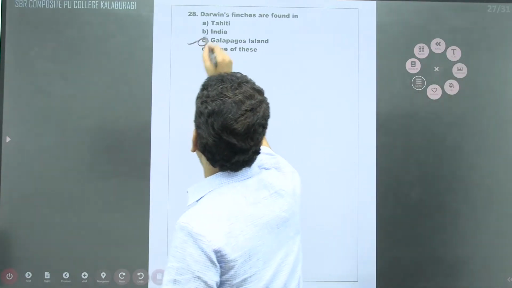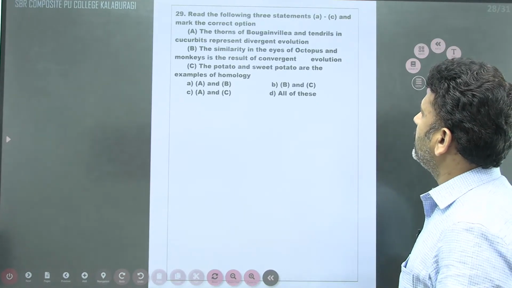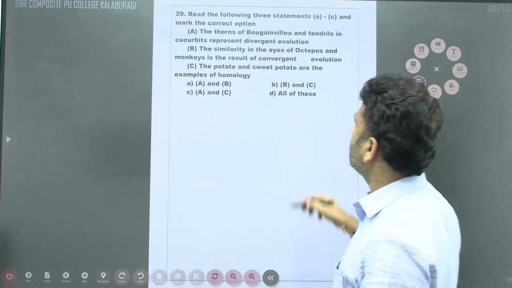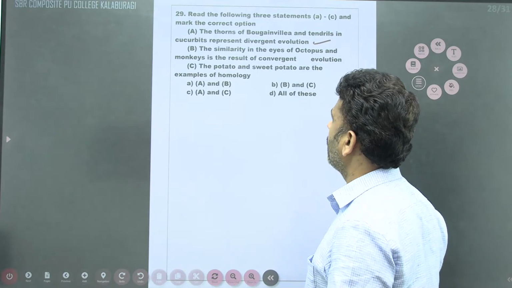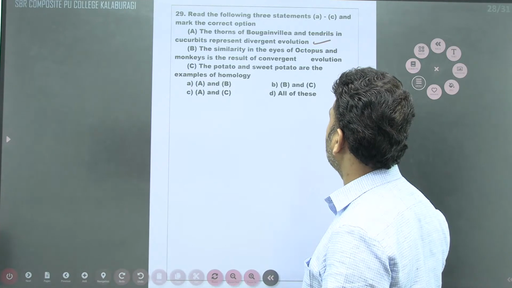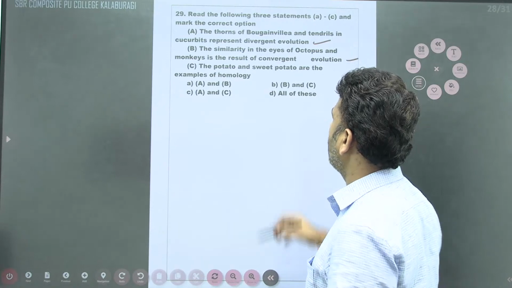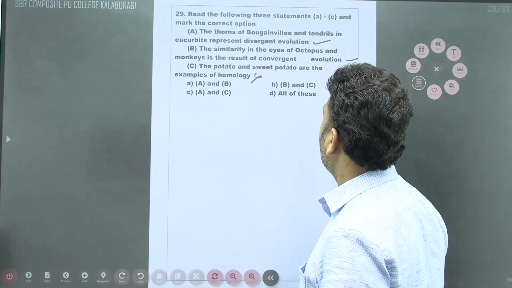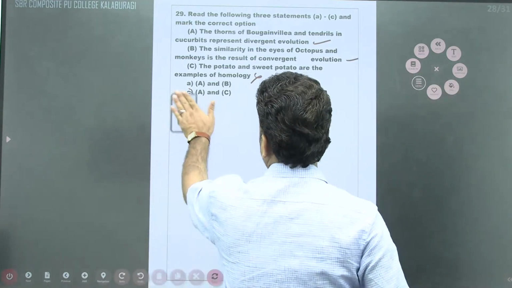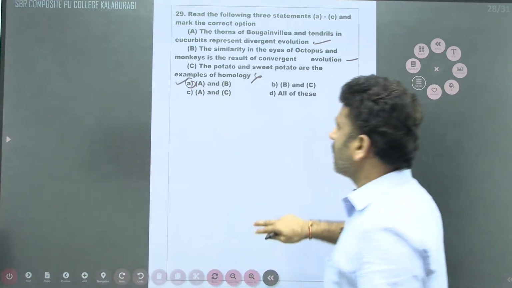Darwin's finches are found in the Galapagos Islands. Read the following three statements A to C and mark the correct option. The thorns of bougainvillea and the tendrils of cucurbita represent divergent evolution. This is correct. The similarity in the eyes of octopus and monkeys is a result of convergent evolution. Yes, this is correct. The potato and sweet potato are an example for homology. No, this is wrong. So the option is the first one, A and B statements are correct.